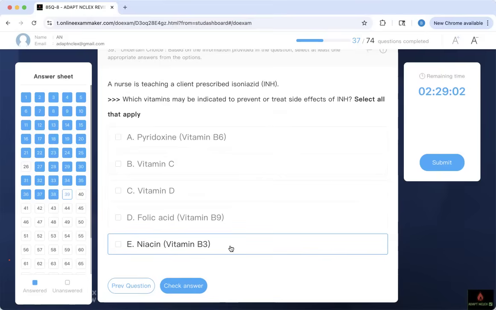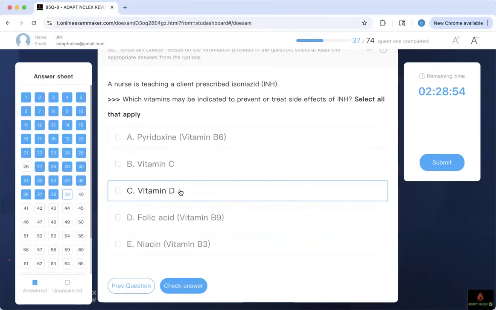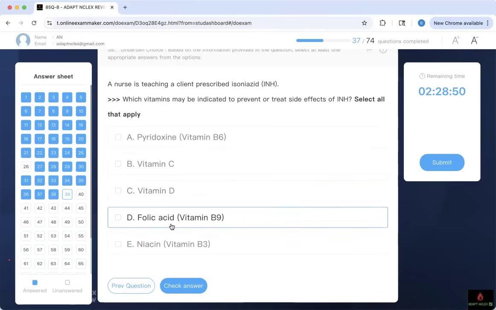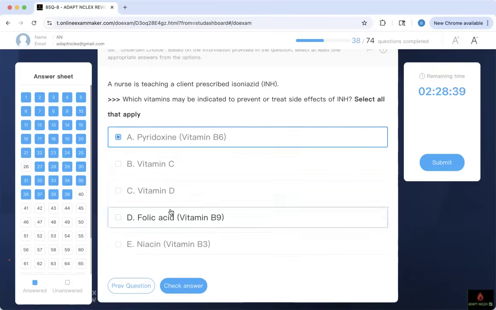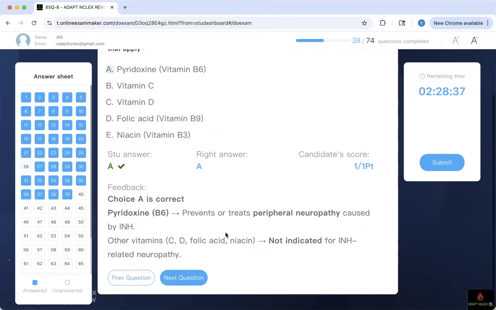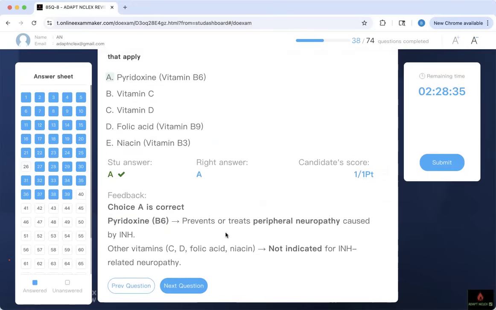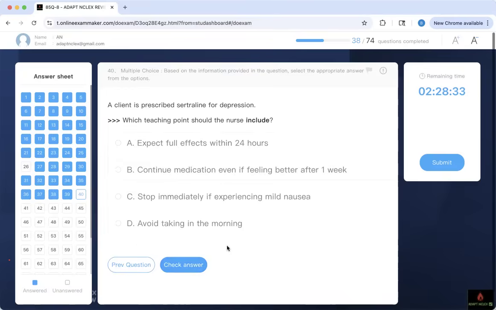Isoniazid, peripheral neuropathy. How do you treat peripheral neuropathy? Pick a medication that can be used to treat peripheral neuropathy. You know C and D are not used for peripheral neuropathy. You know folic acid is related to what? Hemoglobin, related to folate level, right? Niacin, unrelated, right? You know vitamin B6 is what you do. These are all easy ways to answer questions.